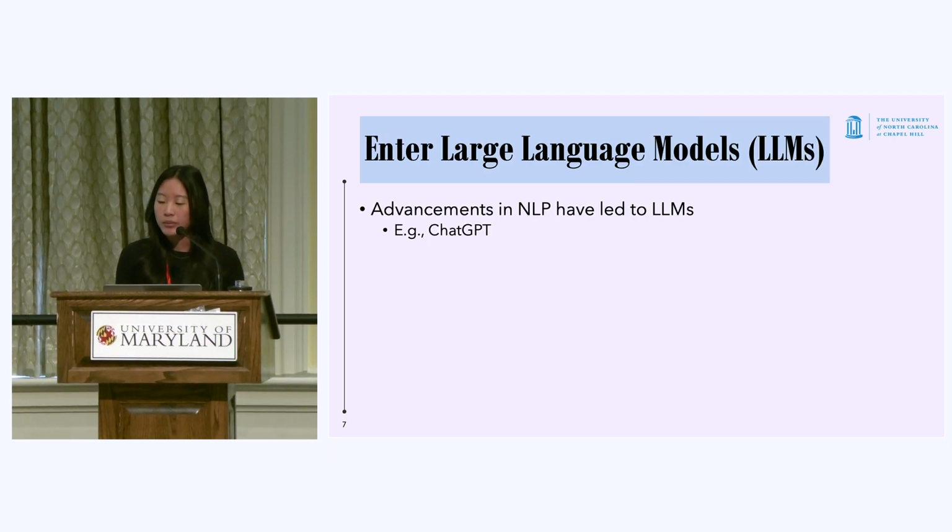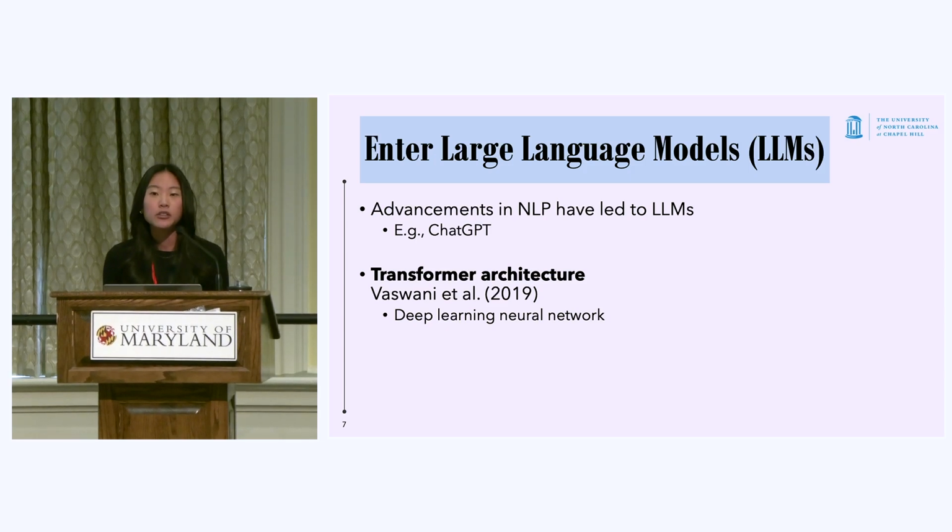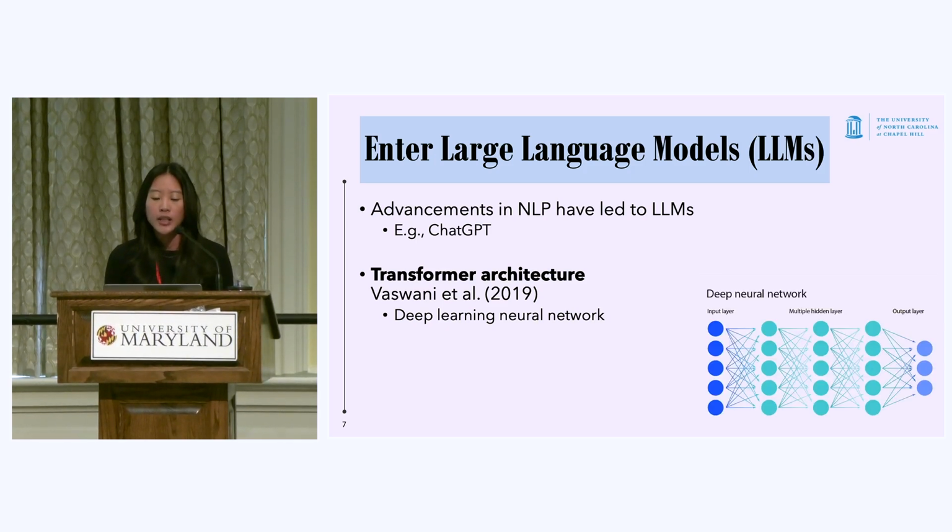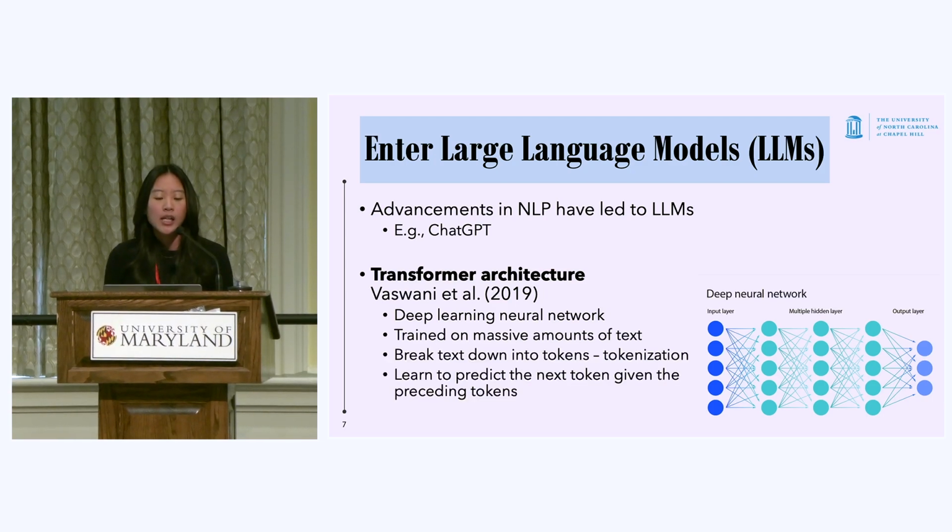But now with advancements in natural language processing, we have large language models like ChatGPT, which I'm sure you're all familiar with. And these models work on this transformer architecture, which is a deep learning neural network. It takes an input, some amount of text, it processes it through these layers, and then produces an output. These models are trained on massive amounts of text, and they break text down into tokens through a process called tokenization. These are most commonly words, but can also be subwords or punctuation. And the model learns to predict the next token given the preceding tokens.